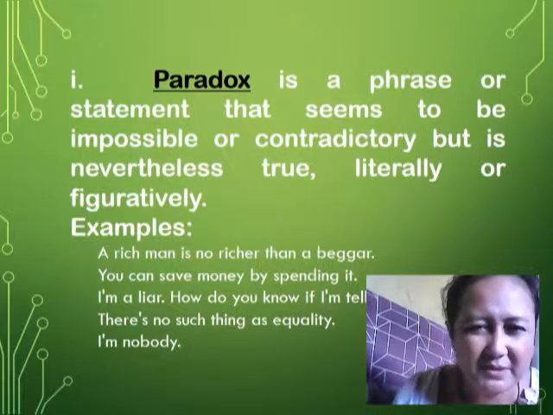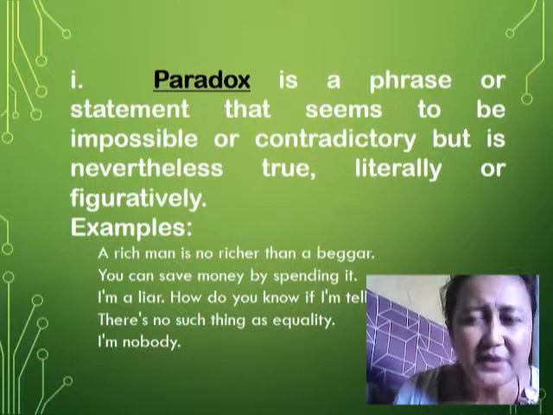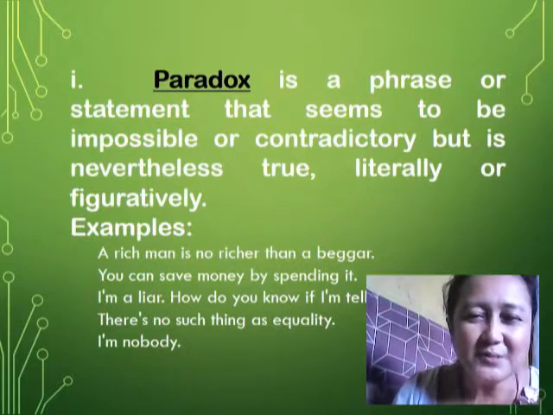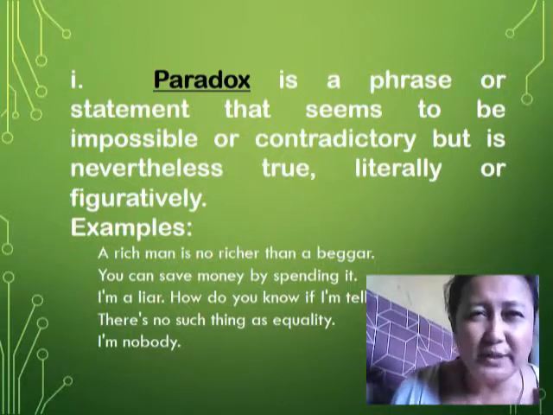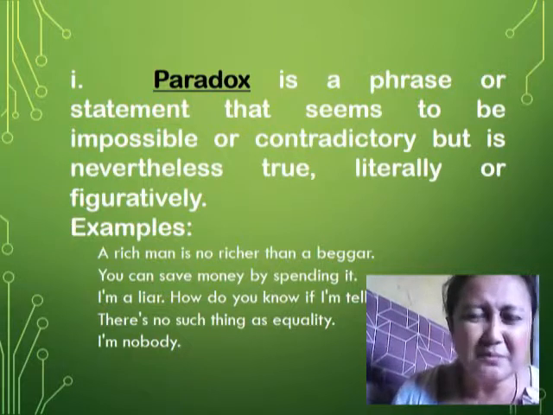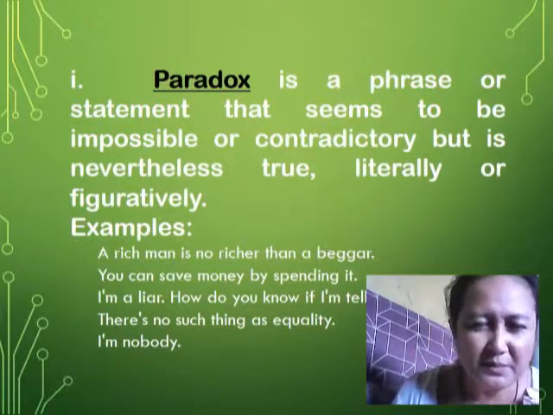There are a lot of paradoxes in our life. When we say a rich man is no richer than a beggar, it is because even if you are rich, there are things that you cannot claim to be your own. You become a beggar in wanting to own that particular desire of your heart. So you feel miserable. That is the meaning of a rich man is no richer than a beggar.